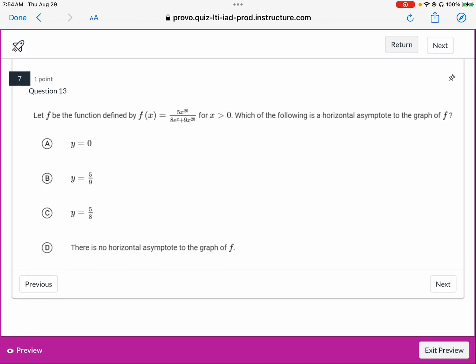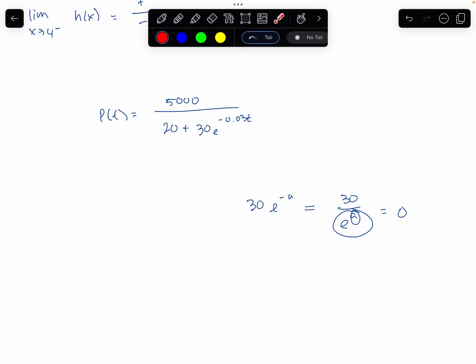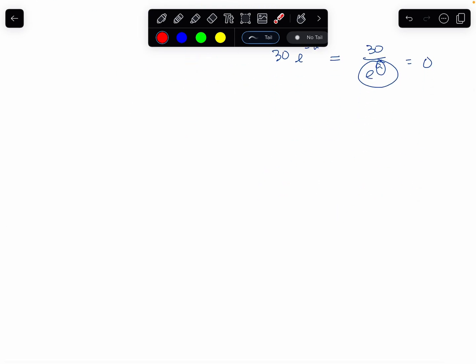So let f be the function defined by f of x equals, all right there, for x greater than 0, which of the following is a horizontal asymptote of the graph of f? All right, so similarly, we're just evaluating as x approaches infinity, right? So we have f of x is equal to 5x to the 20th power over 8e^x plus 9x to the 20th.